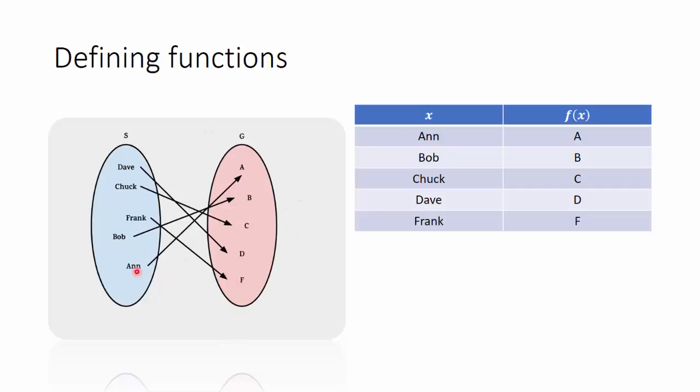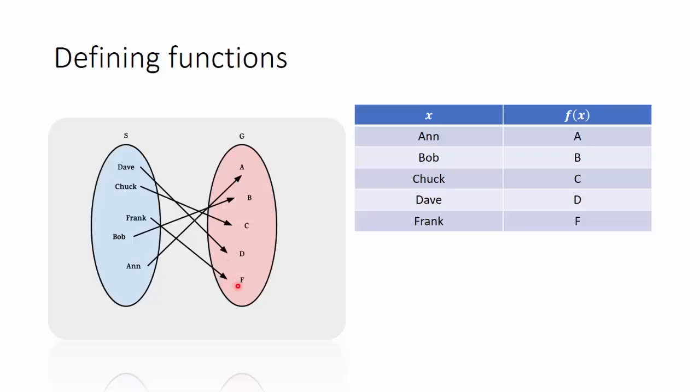And we can see that there's an arrow mapping Ann to the grade A. There's an arrow mapping Bob to the grade B. There's an arrow mapping Chuck to the grade C. There's an arrow mapping Dave to the grade D. There's an arrow mapping Frank to the grade F.